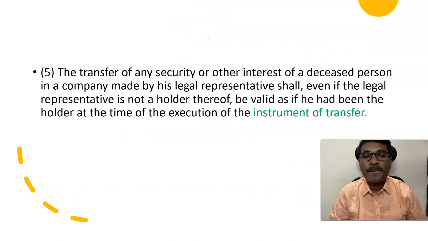The transfer of any security or other interest of deceased person of the company made by a legal representative shall, even if the legal representative is not a holder thereof, be valid as if he had been the holder at the time of execution of instrument of transfer. So section 56 clause 5 talks the transfer of any security or interest of the deceased person in a company made by his legal representative shall, even if the legal representative is not holder thereof, be valid as if he had been the holder at the time of execution of instrument of transfers. So this is again another important clause for the transmission of the shares.